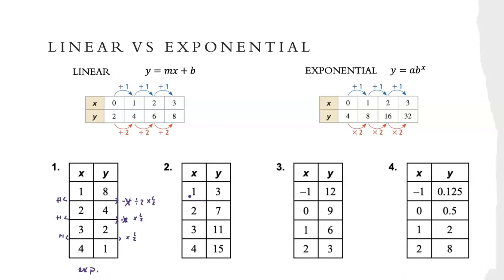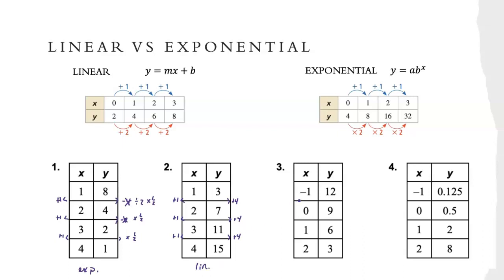Let's look at number 2 here. I go from 1 to 2 to 3 to 4. That means I am adding by 1 each time. Now let's look on the other side. I go from 3 to 7. I think I'm adding 4. What about 7 to 11? Yeah, that's still plus 4. What about 11 to 15? That's plus 4. Now because I have a constant that's being added each time, that would be linear.